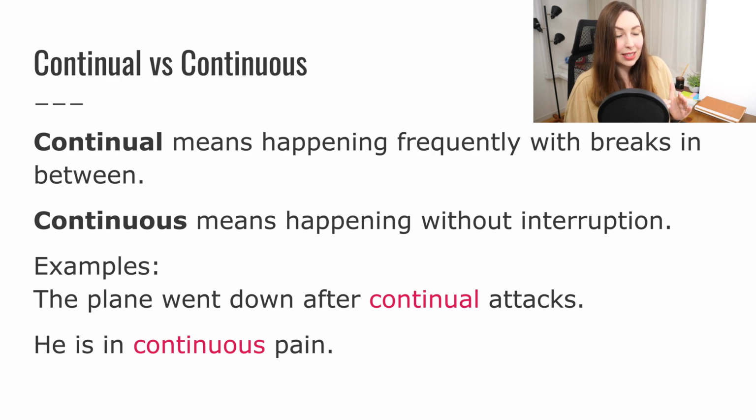The second example, he is in continuous pain. Continuous, this means like unending, no breaks. In our example, this poor man, whoever he is, is in continuous, constant pain. He doesn't get a break. All right, let's check the next pair.